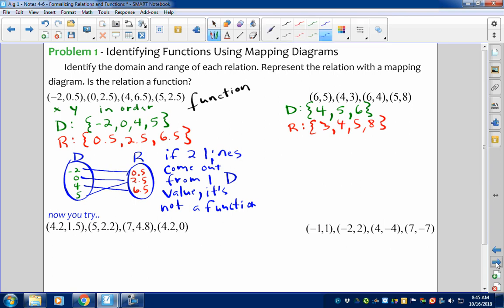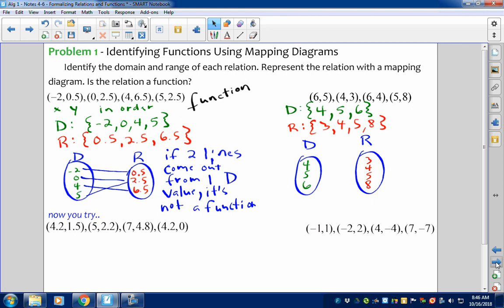And you draw your 2 little ovals here. You got a D oval and an R oval. And we list our 4, 5, and 6 in the D oval. And we list our 3, 4, 5, and 8 in the R oval.